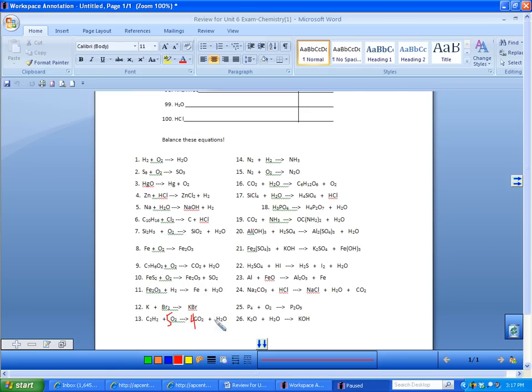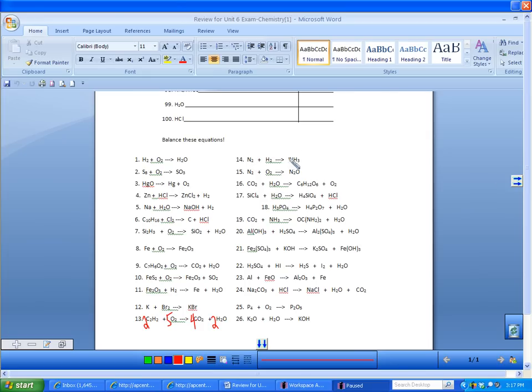So that becomes a 4. This is understood to be a 1, so I'm going to make it be a 2. This is understood to be a 1, I'm going to make it be a 2, and then I'm going to check them. 4 carbons, 4 carbons. 4 hydrogens, 4 hydrogens. 10 oxygens, 8 and 2 is 10, so that one's good.